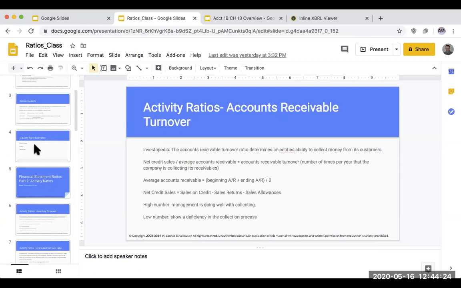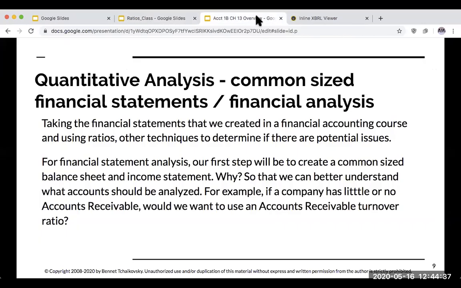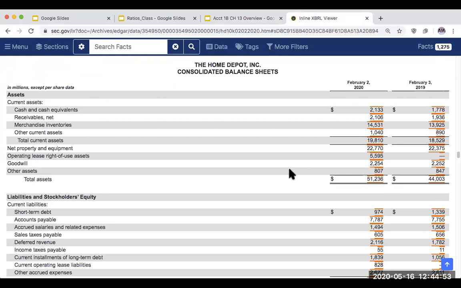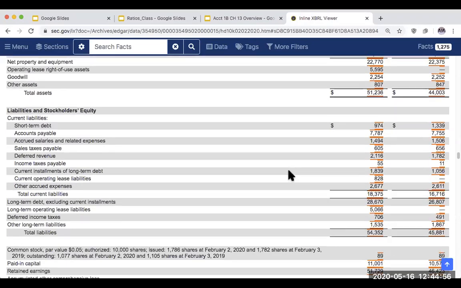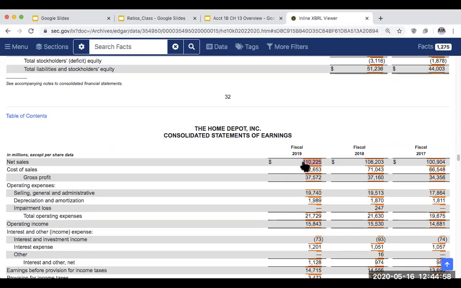But before we do that ratio analysis, and there are ratios for everything, there are ratios for accounts receivable, how liquid is it, there's for inventory. But before we do any type of ratio analysis, the first thing we want to do is create what we call common-sized financial statements. What that means is we're going to be dividing anything that's on the balance sheet by the total assets. And at the same time, we're going to be taking anything that is on the income statement and dividing this by total sales.